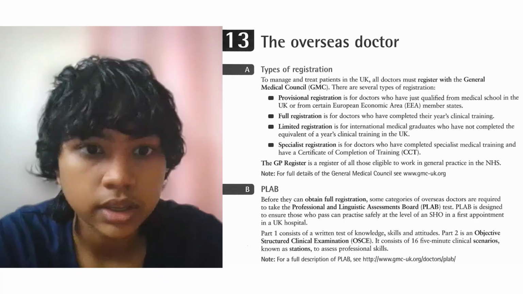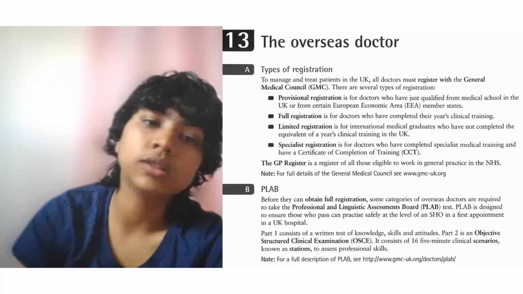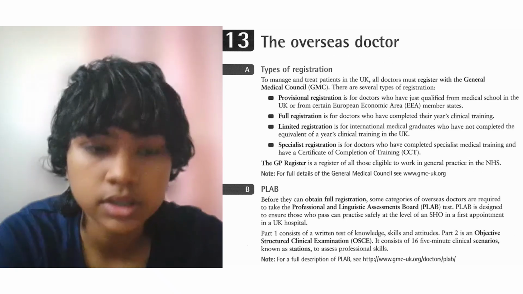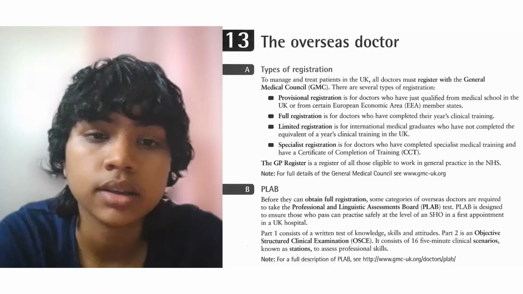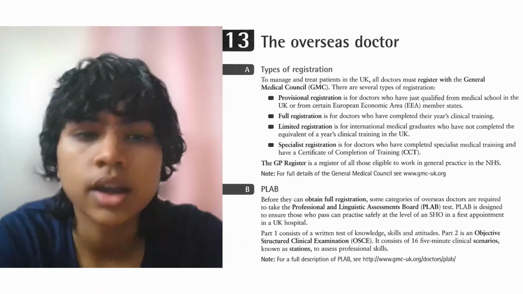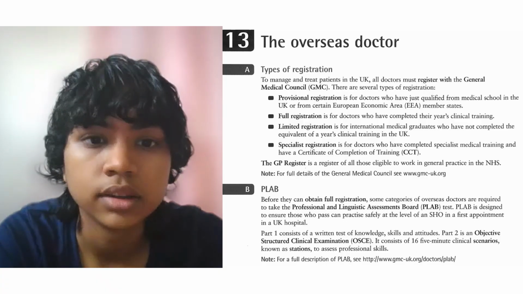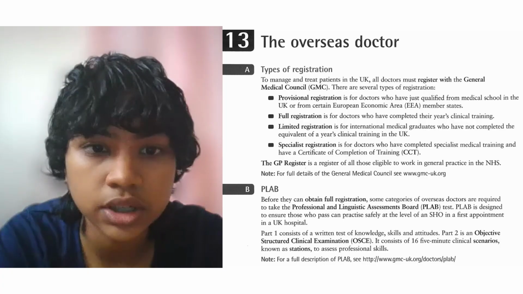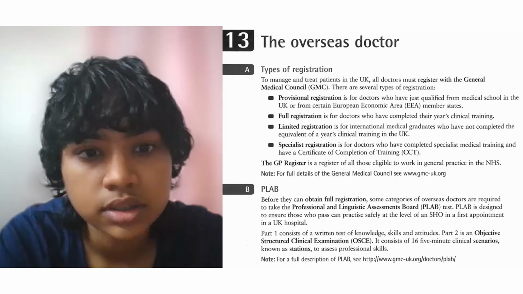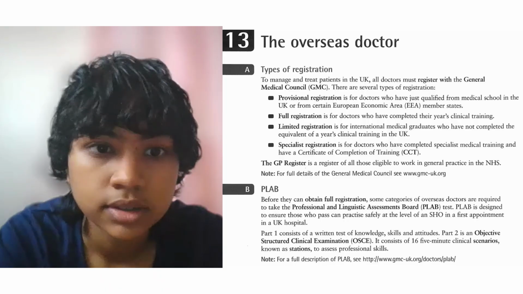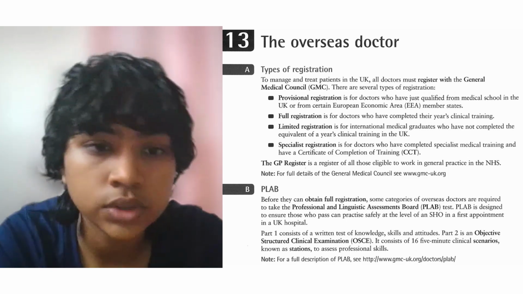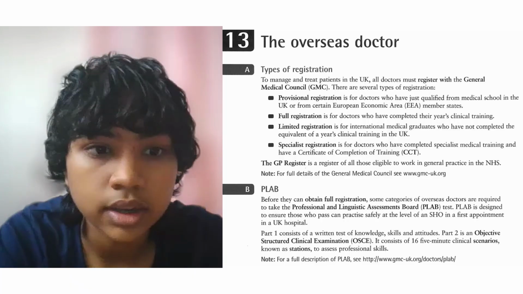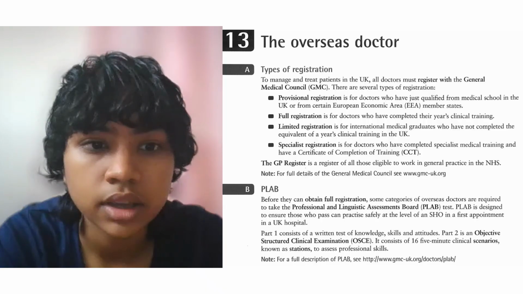Full registration is for doctors who have completed their year's clinical training. Limited registration is for international medical graduates who have not completed the equivalent of a year's clinical training in the UK. Specialist registration is for doctors who have completed specialist medical training and have a certificate of completion of training (CCT). The GP register is a register of all those eligible to work in general practice in the NHS.